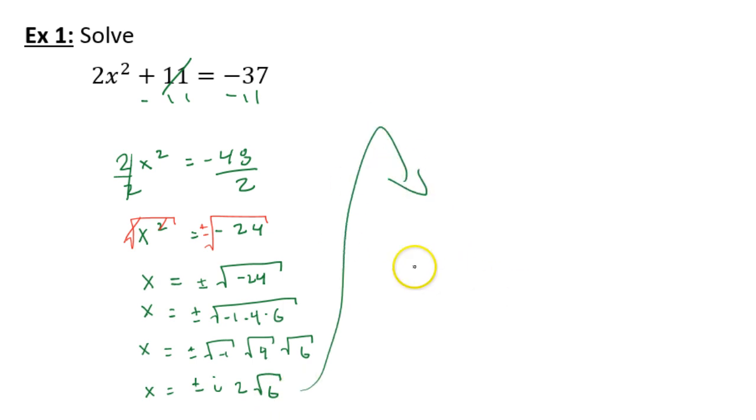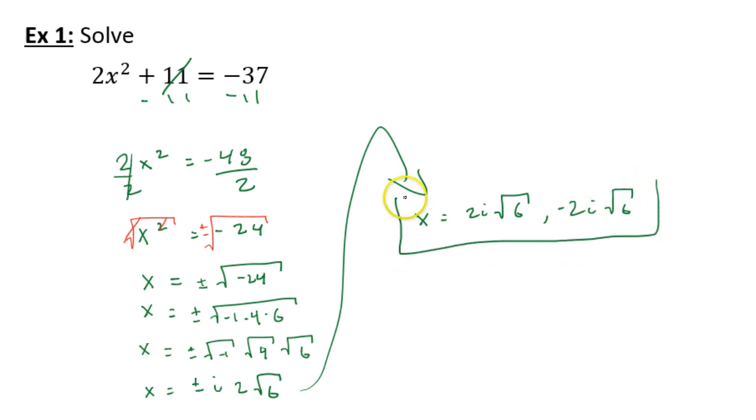In standard form, we get two solutions. x is going to equal positive 2i root 6 and negative 2i root 6. And those become our two solutions. As you can see, we just took it to that extra level. This lesson is really just using those previous methods and understanding how to solve with complex solutions.